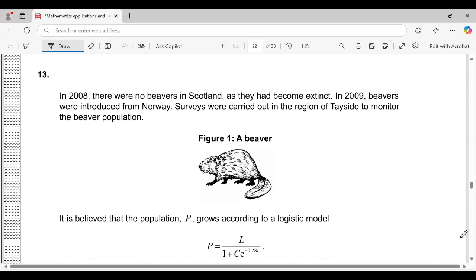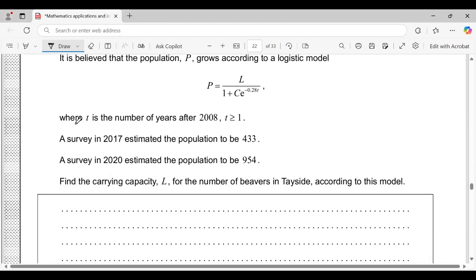13. In 2008, there were no beavers in Scotland as they had become extinct. In 2019, beavers were introduced from Norway. Surveys were carried out in the region of Teesside to monitor the beaver population. It is believed that the population P grows according to a logistic model. This is the logistic model, where t is the number of years after 2008, t greater than or equal to 1.